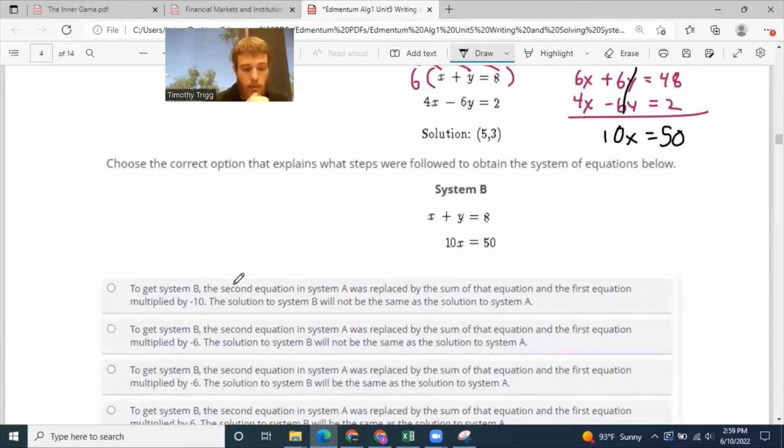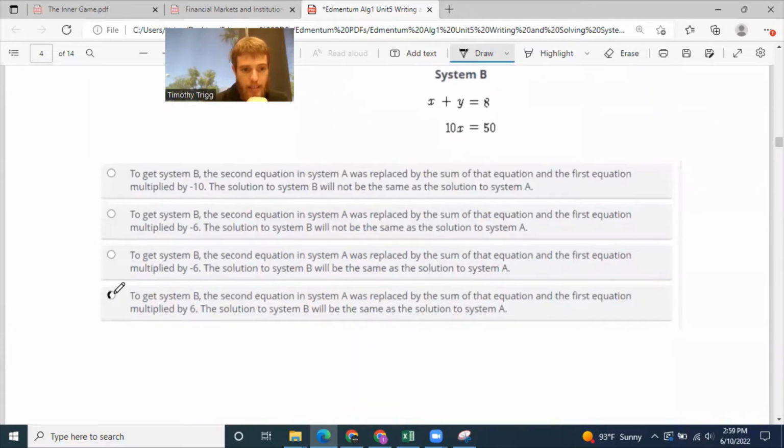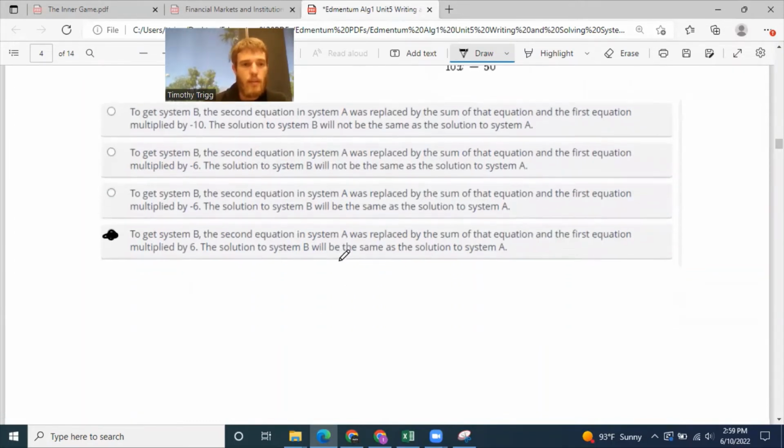So let's read each of these. To get system B, the second equation in system A was replaced by the sum of that equation and the first equation multiplied by negative 10. No, should have been multiplied by 6. To get system B, the second equation in system A was replaced by the sum of that equation and the first equation multiplied by 6. Yes. All right. This is not a very good question, but yes, that's what they did.